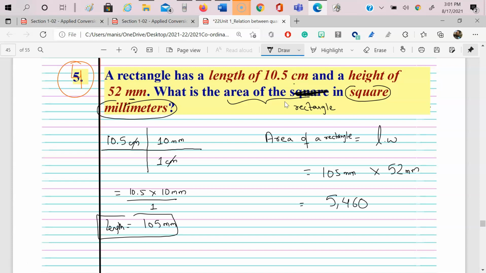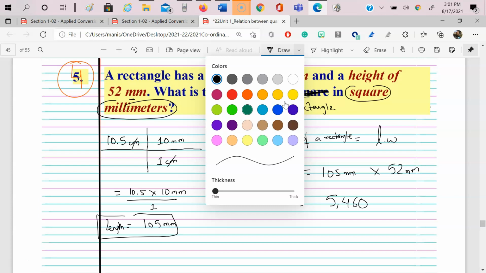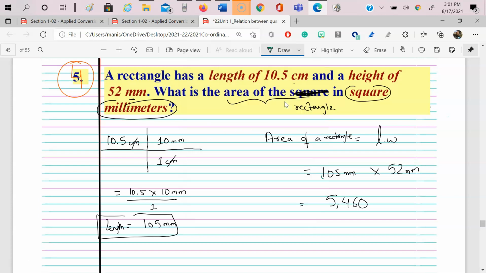5460. So now pay attention to this part over here. I multiplied my number with this number. Now what happens to the units when multiplying these two? We have to multiply those two units also. So your answer is mm square. Or your answer is 5460 square millimeters. Okay. So the question was asking us this and we found it by using the same approach which we learned in this unit.